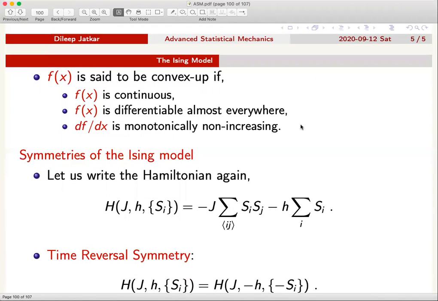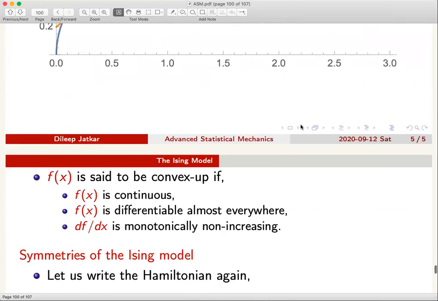First of all, it should be a continuous function. Secondly, it should be differentiable almost everywhere. When one says almost everywhere, it means there could be a point where it may not be differentiable, so that is the reason why one is being careful in saying that it is differentiable almost everywhere. And the third thing is that del f by del x for this function is a monotonically non-increasing function. So that is the kind of behavior we have here.